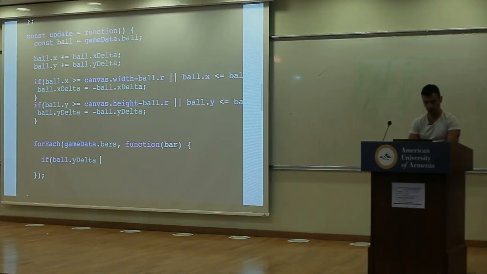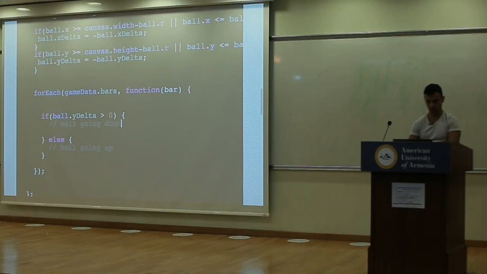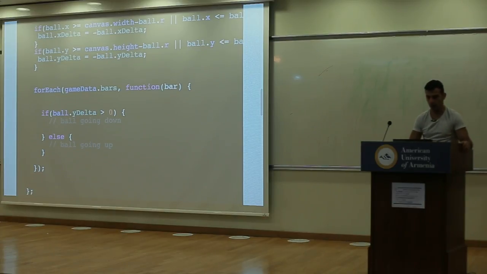Okay, so if ball.yDelta is greater than zero, then we're going down. Else, in all other cases, the ball is going up. We could do else if zero, else if greater than zero, but for now we don't have that case, so it's either positive or negative. Yeah? Okay, so the ball is either going down or the ball is going up. So if the ball is going up, let's do this case first.